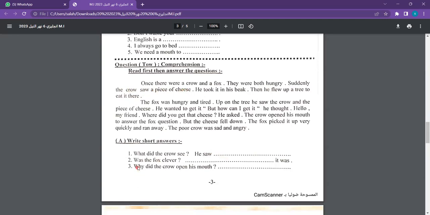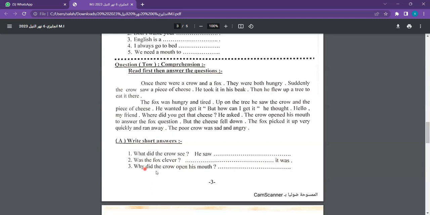Very good. Was the fox clever? Do you think the fox is very clever? Yes. Was the fox clever? Yes, it was. Okay, I will write here, just yes, it was.